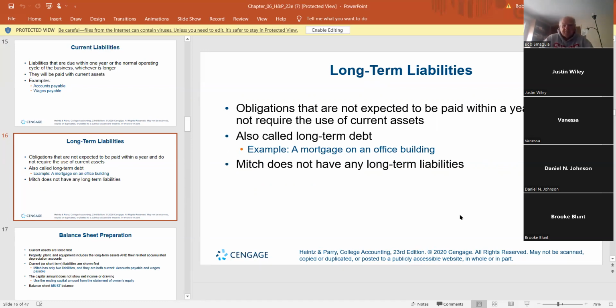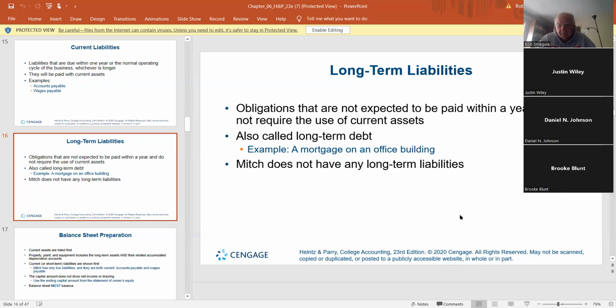Long-term liabilities, obligations that you're not going to be paying within a year. It's not going to require the use of current assets. Long-term debt, a good example is a mortgage. You go out as a business and you buy a piece of property and you take out a mortgage on it, say a 30-year mortgage. Well, the first year that's due on that mortgage is a current liability. The remaining 29 are part of your long-term liability.